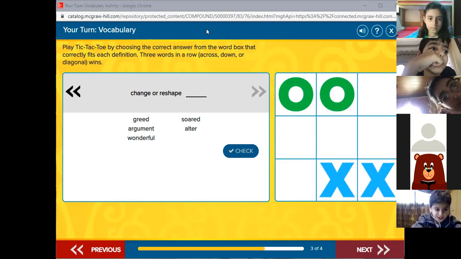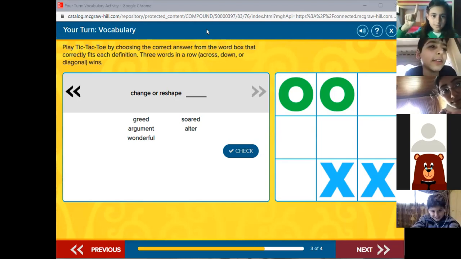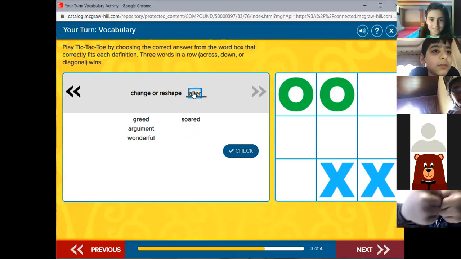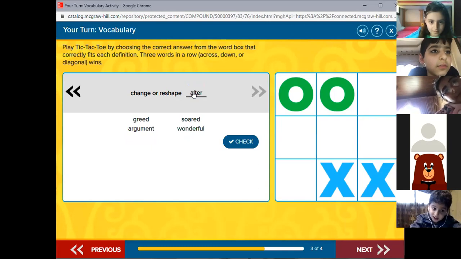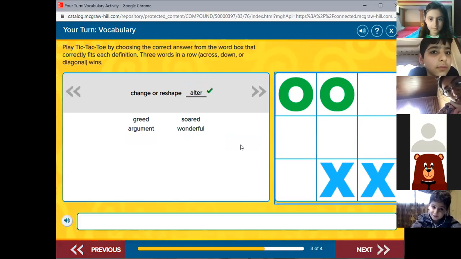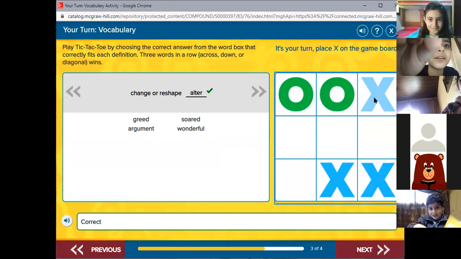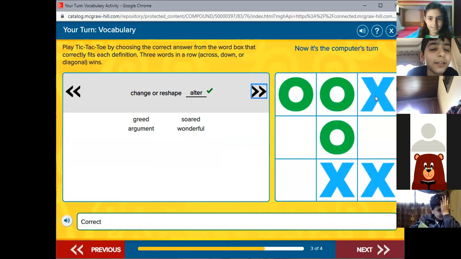Miss, I know it. It's easy. I still know it. Alter. Ah, alter. Bravo, Mia. You've got hard competition, Ibrahim. Great job. Okay, not bad at all. Down. No, we don't want to win because we want to solve more questions. Put it there to block the O. Yes.